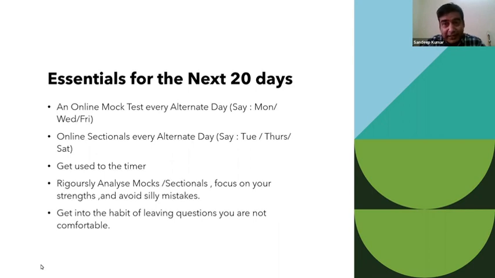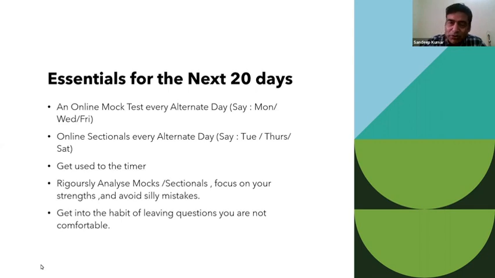It will not be the case that if last year you attempted 10 questions and got a 90 percentile, this year you will need to attempt 20 questions. The paper's difficulty level will not change drastically. It would more or less be constant, and that is what we have seen over the last 5-6 years as well. Now, a few very, very important things here: we need to rigorously analyze the mocks.